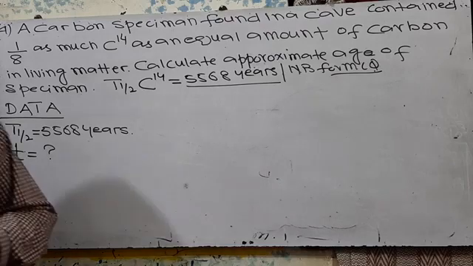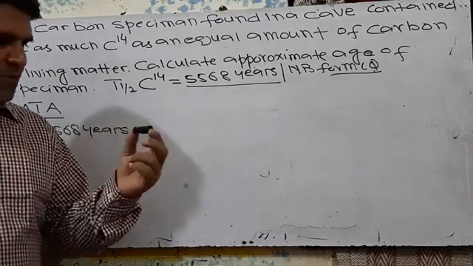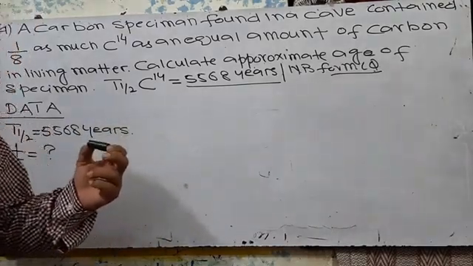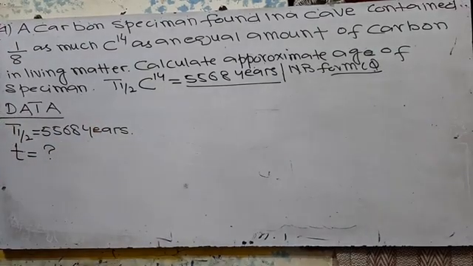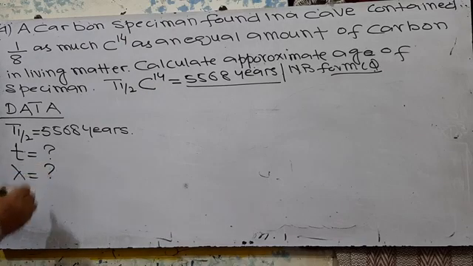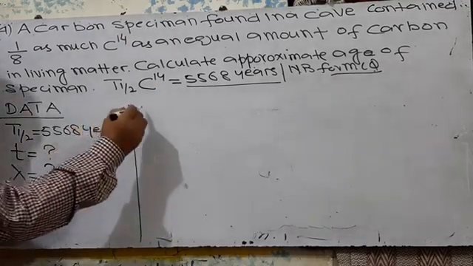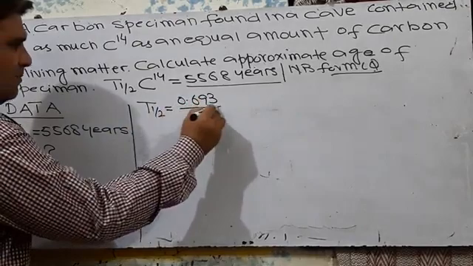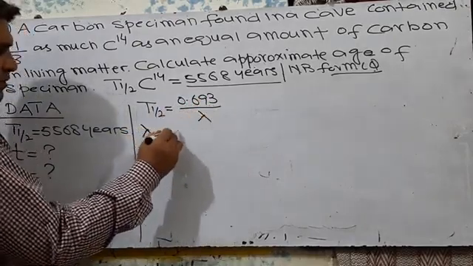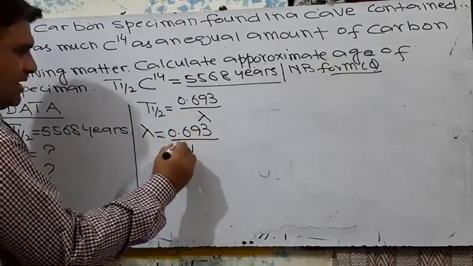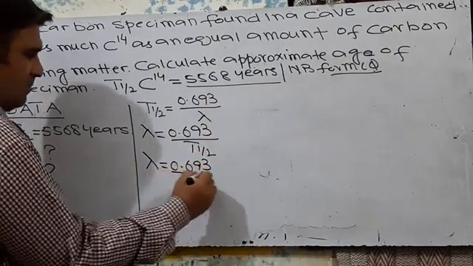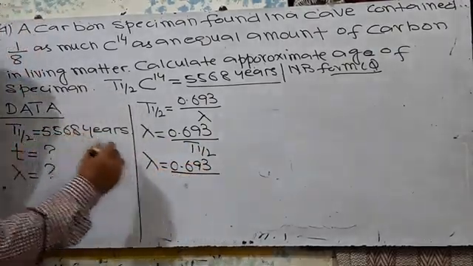Suppose this is a specimen which contains carbon-14, found from the cave. Now we have to calculate how much older it is. First of all, we find lambda. According to half-life, T 1/2 is equal to 0.693 upon lambda, so lambda is equal to 0.693 upon T 1/2, which is 0.693 upon 5,568.